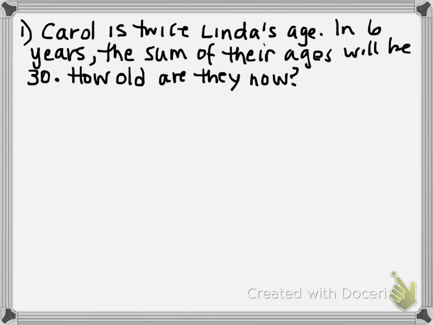Okay. So Carol is twice Linda's age. In 6 years, the sum of their ages will be 30. How old are they now? So let's go ahead and see what the chart looks like. Who are the people involved in this problem? Carol and Linda.